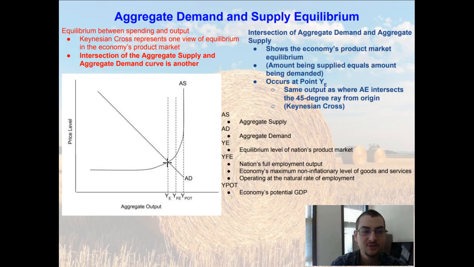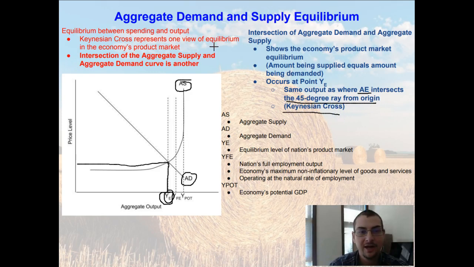Because it's showing that at this specific price, the amount that is being demanded equals the amount that's being supplied, which in a sense means you're producing the exact amount that people are going to be buying. So in this particular graph, this occurs right here at output of YE, Y equilibrium. Now this YE is going to be the exact same output as what you would find where the aggregate expenditures crosses the 45-degree ray from the origin of the Keynesian Cross.